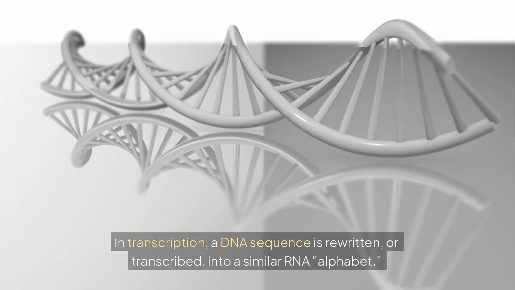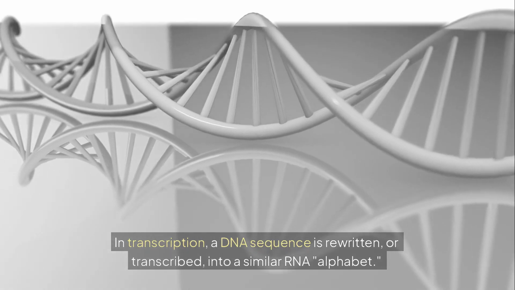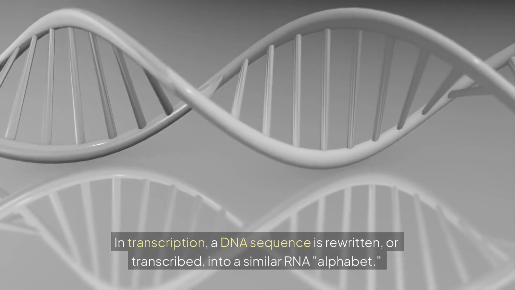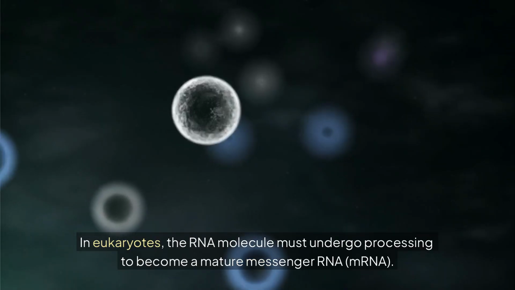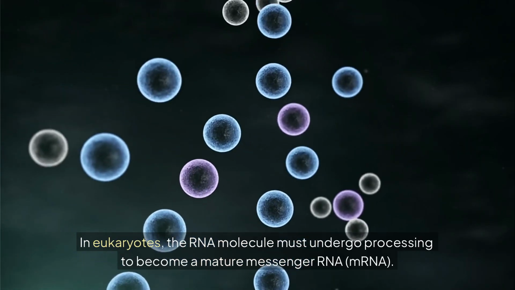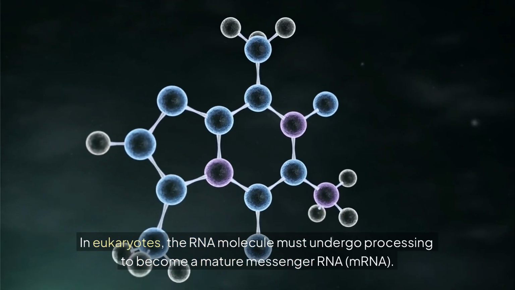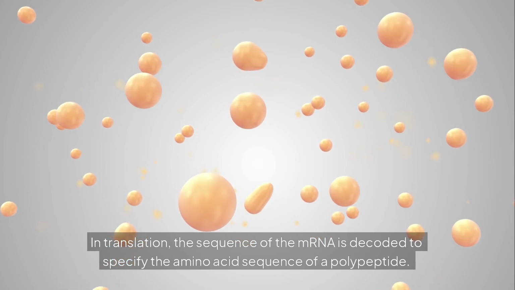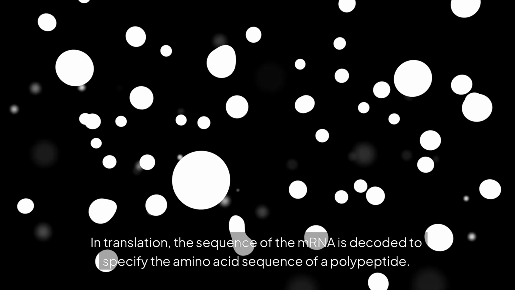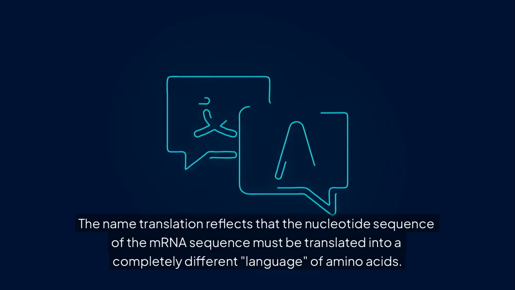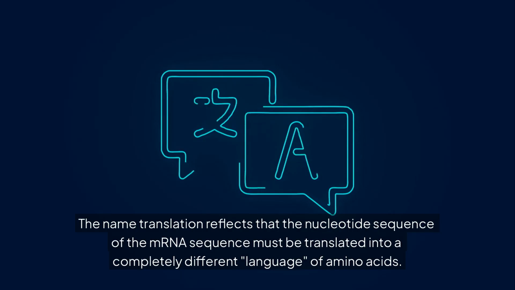Transcription and translation. In transcription, a DNA sequence is rewritten, or transcribed, into a similar RNA alphabet. In eukaryotes, the RNA molecule must undergo processing to become a mature messenger RNA, mRNA. In translation, the sequence of the mRNA is decoded to specify the amino acid sequence of a polypeptide. The name translation reflects that the nucleotide sequence of the mRNA must be translated into a completely different language of amino acids.